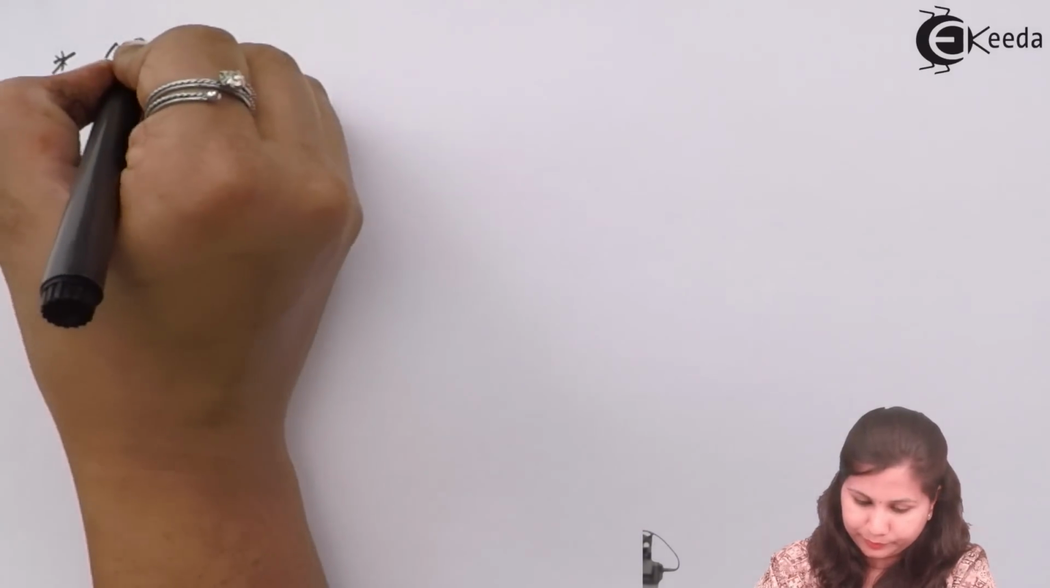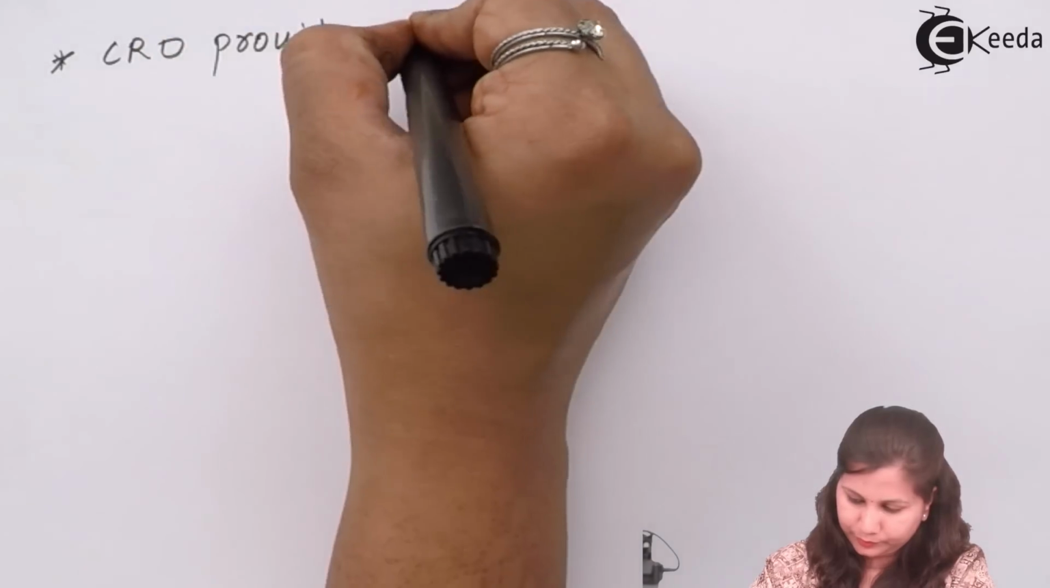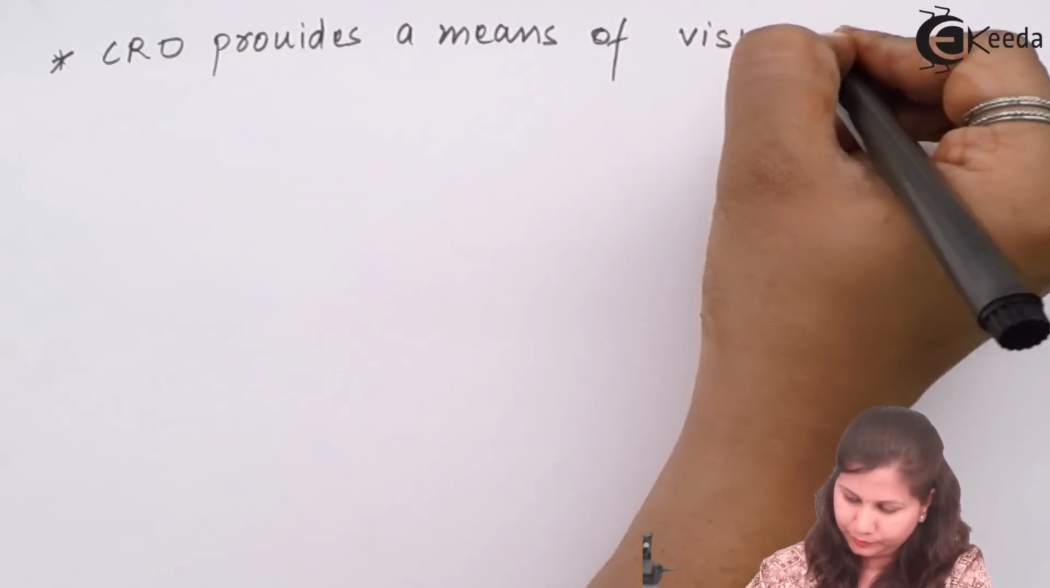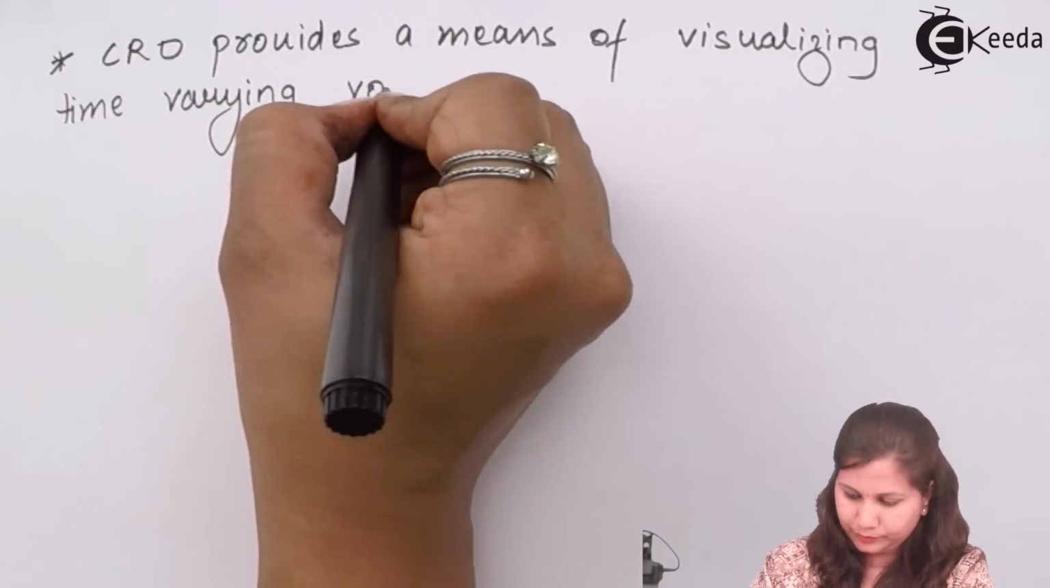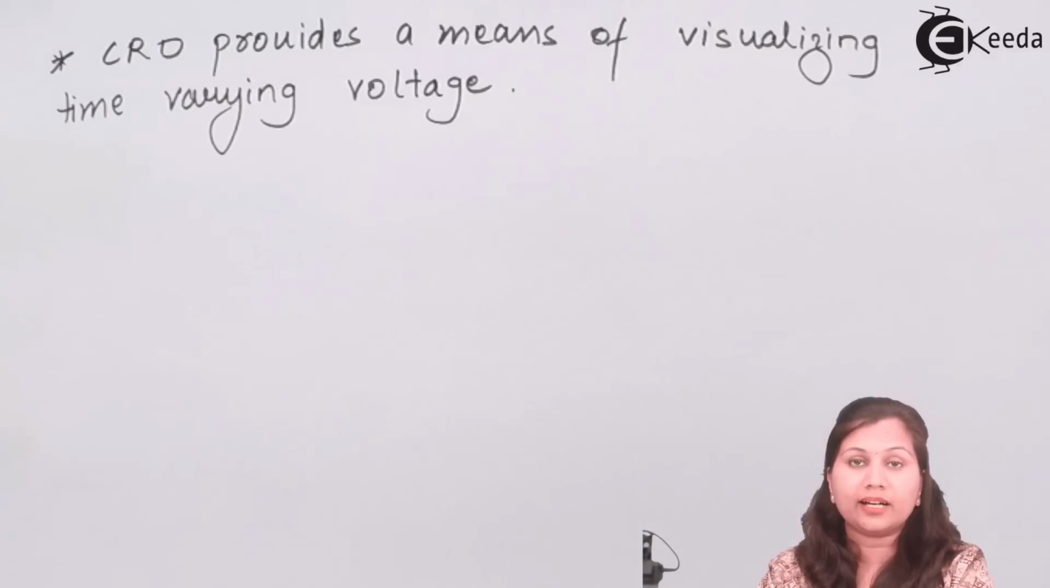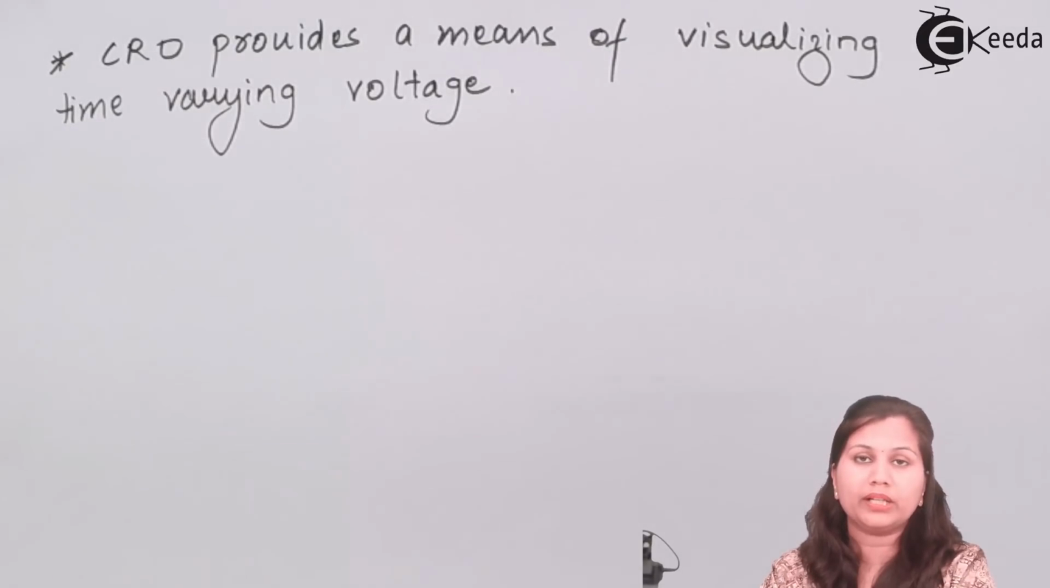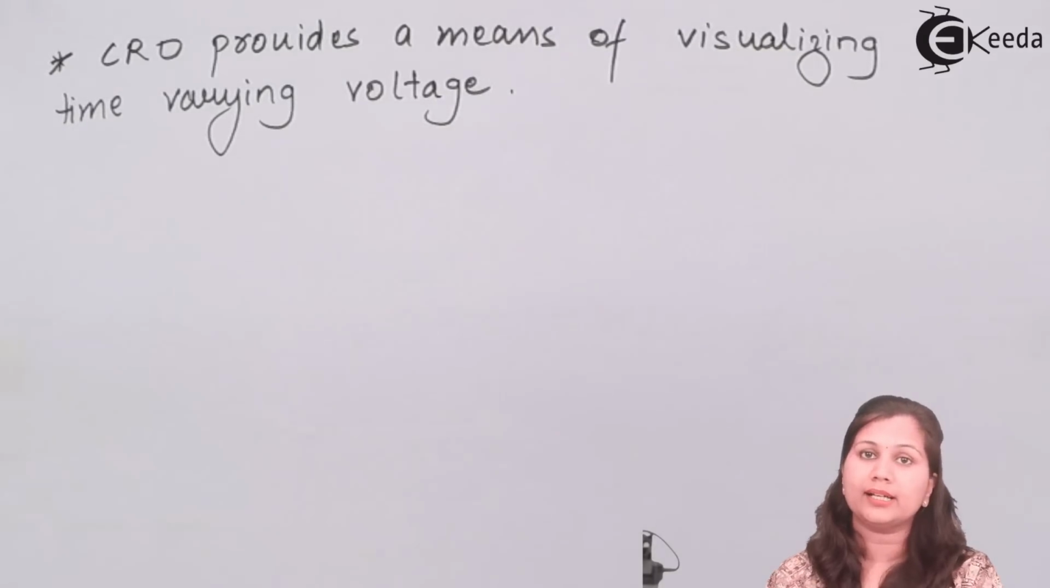So we can say that the CRO provides us a means of visualizing the voltages, and if we want to measure any phenomena or any variables with respect to those input signals, we can do that with the help of the CRO. And that is why the CRO is used as a universal tool in the investigation of various types of signals in electrical and electronic circuits.